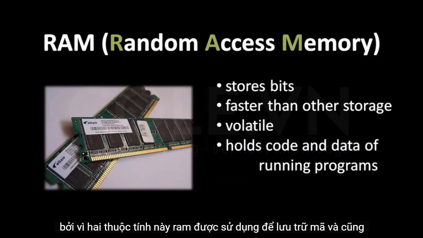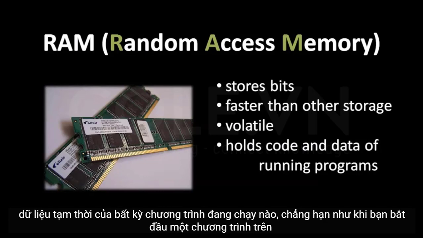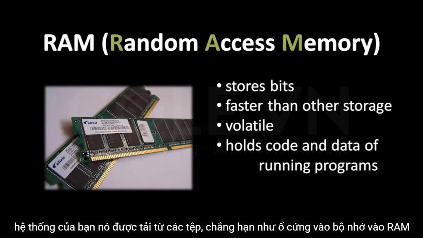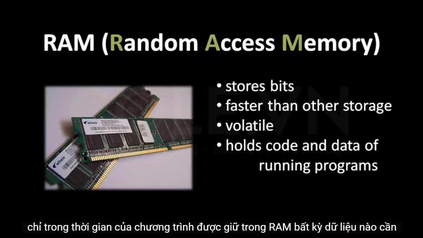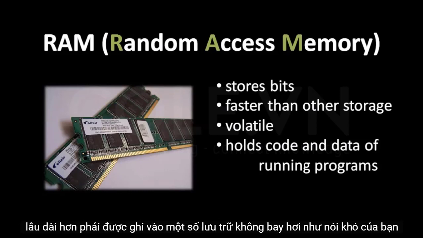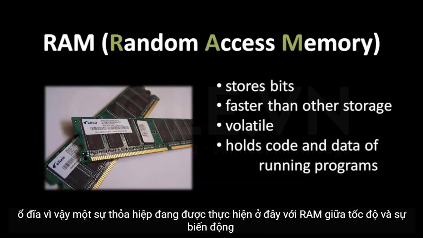So because of these two properties, RAM is used to store the code and also the transient data of any running program. So for example, when you start a program on your system, it is loaded from files off of, say, a hard drive into memory, into RAM. And then as the program runs, any data created by the program which it needs only for the duration of the program is kept in RAM. Any data which needs to be more permanent has to be written to some non-volatile storage, like, say, your hard drive. So a compromise is being made here with RAM between speed and volatility.